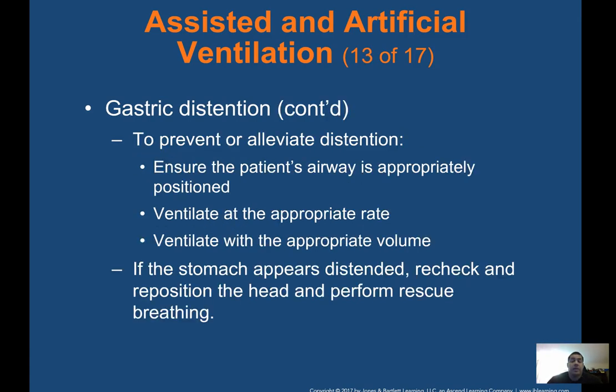To prevent or alleviate distension, ensure the patient's airway is appropriately positioned. Ventilate at the appropriate rate. Ventilate with appropriate volume. If the stomach appears distended, recheck and reposition the head and perform rescue breathing. So remember, you can reposition the head, reposition the airway.